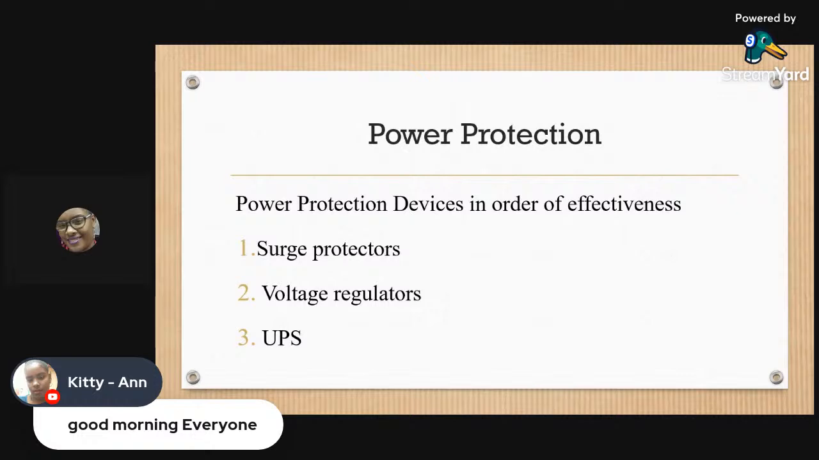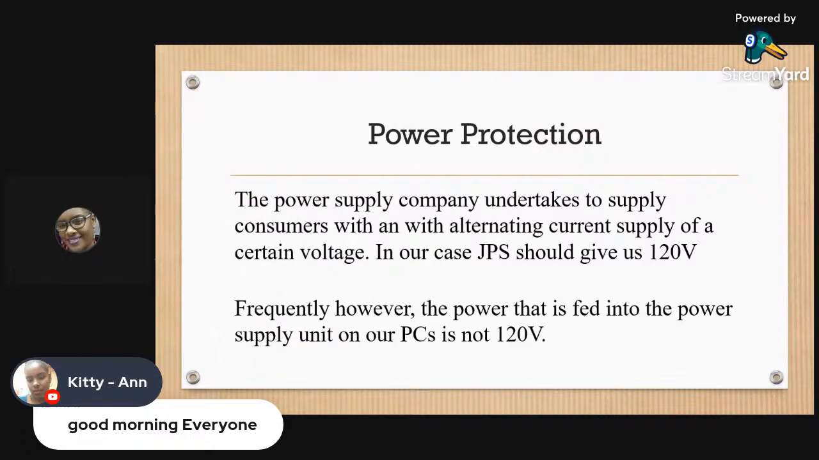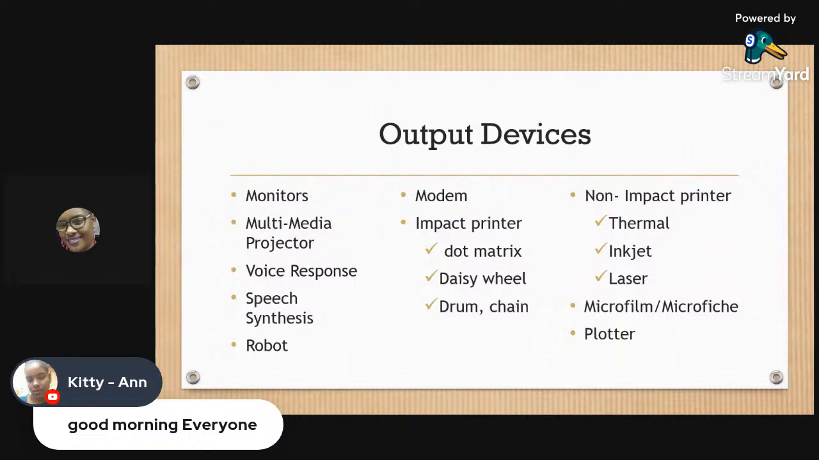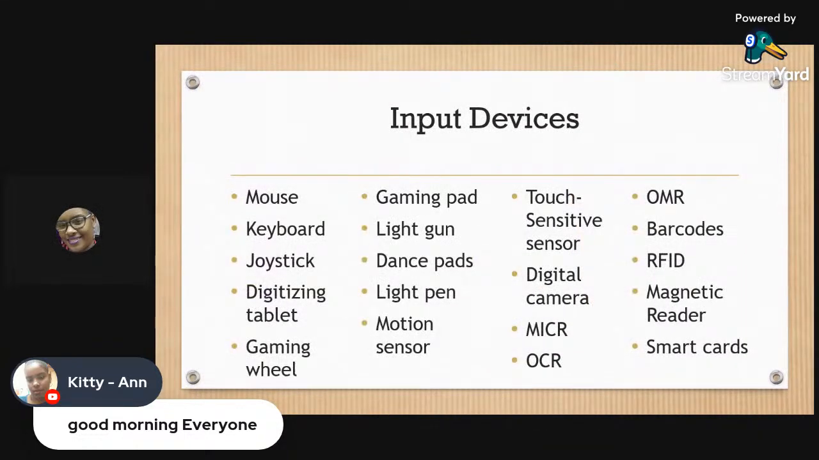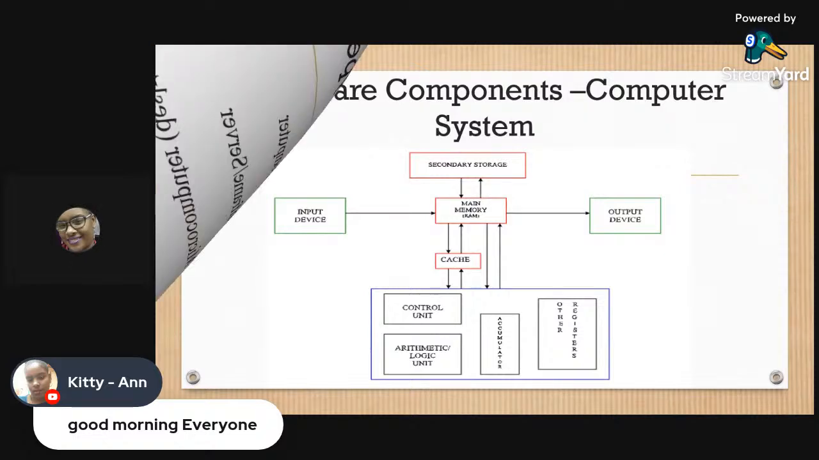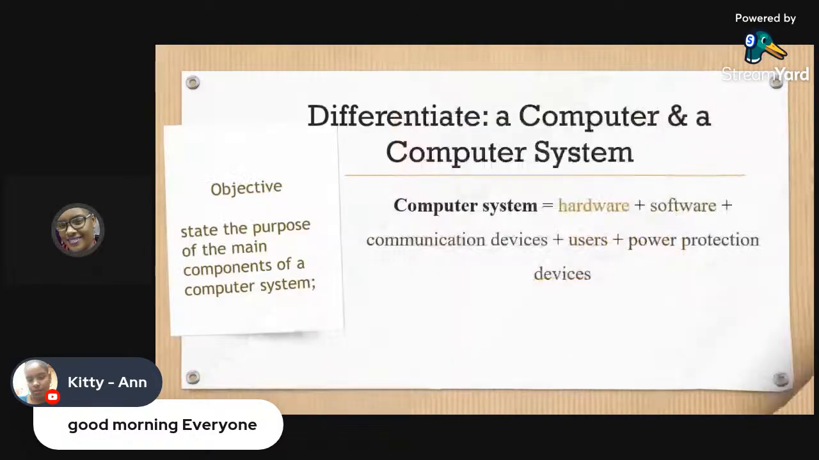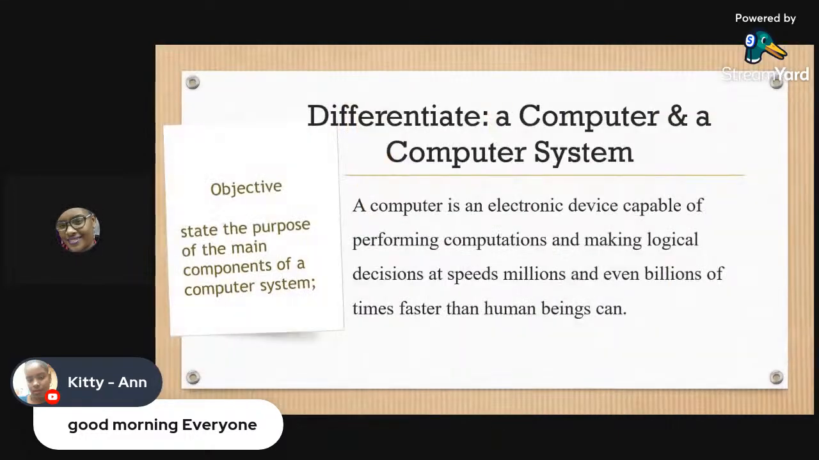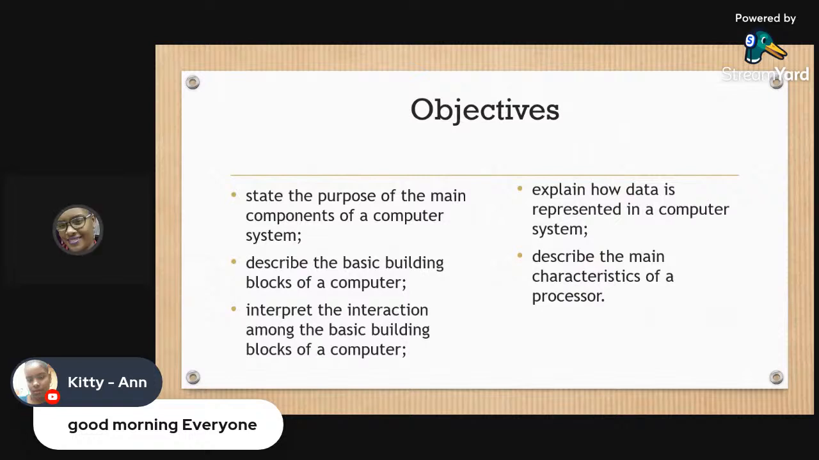All right, so with that said, we have completed module 1, and I'm going back to the objectives, because we would have completed, and we're going to look at those. We have looked at the purpose, or the main components of a computer system. We have not done the building blocks, which is 2 and 3. We have looked at how data is represented in a computer system briefly. And I said to you that we are going to leave the processor for last. So we have touched 1, 4, and 5 briefly.